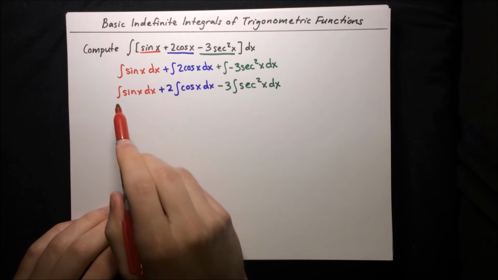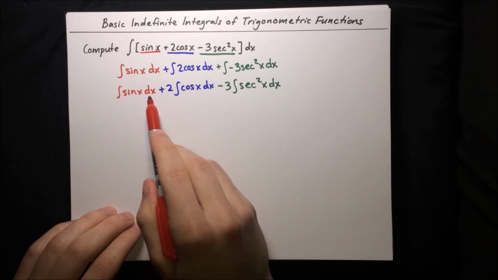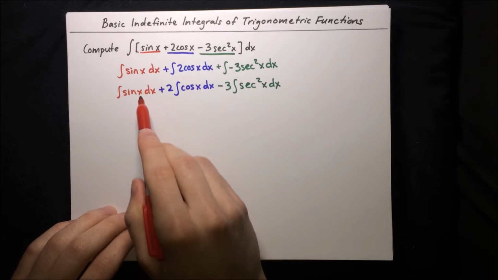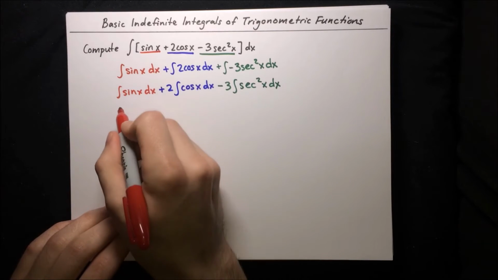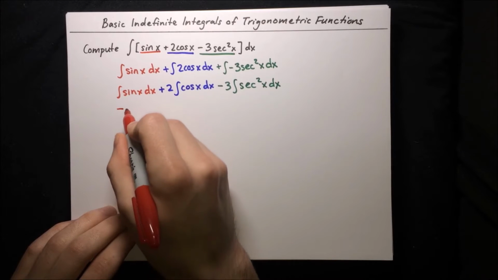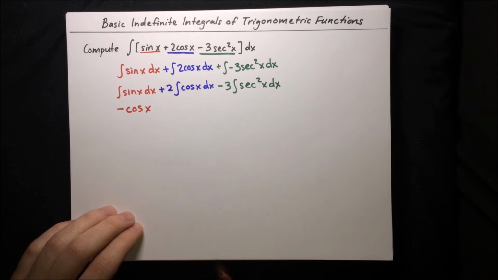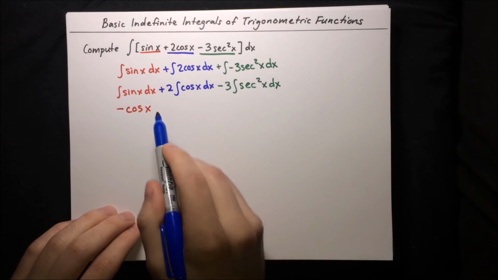So let's start off with the integral of sine of x dx. Think, what gives you a derivative of sine? Well, that's cosine, but that gives us a derivative of negative sine, so we've got to introduce a negative in front. So integral of sine is negative cosine of x. Okay, let's keep on going to the next integral.